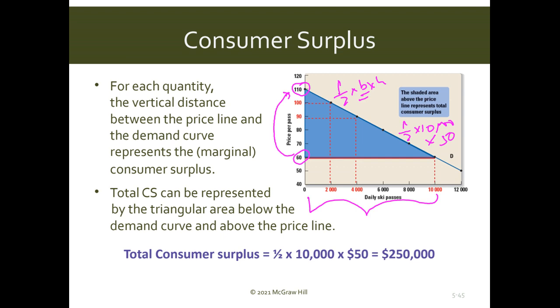It's already written here. Okay, my pen is not working. So you can see it given here, 250,000. Now, consumer surplus depends on the elasticity of demand that we discussed in chapter number 4.